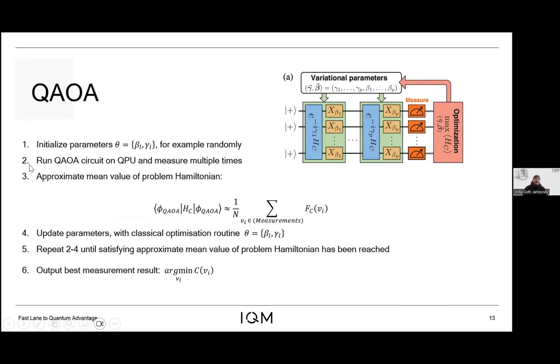So this is basically just what I described, how it works. We initialize the parameters, run the QPU, calculate the expected value of the cost, come up with new parameters and keep repeating until we minimize the cost. So this is the QAOA algorithm.